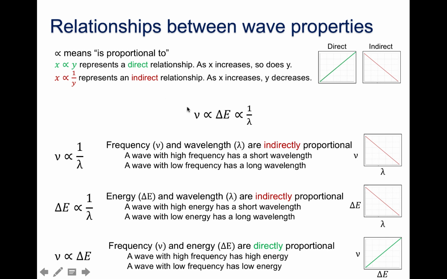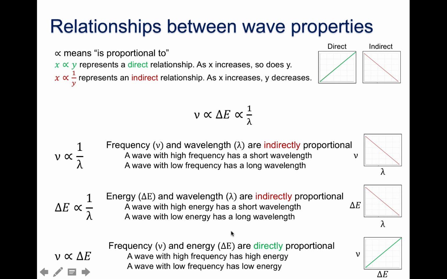And so for those 3 wave properties, frequency is proportional to energy, which are both indirectly proportional to wavelength. What that means is the frequency and the wavelength are indirectly related. A wave with a high frequency has a short wavelength, and a wave that has a low frequency has a long wavelength. Energy is also indirectly proportional to wavelength.